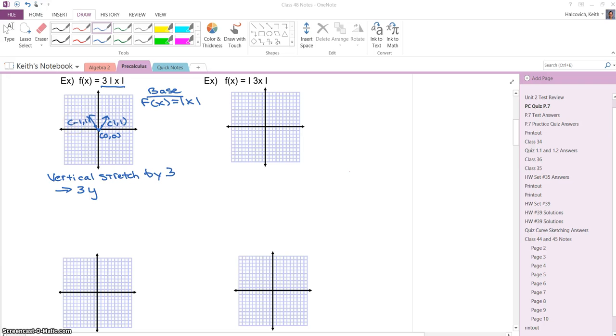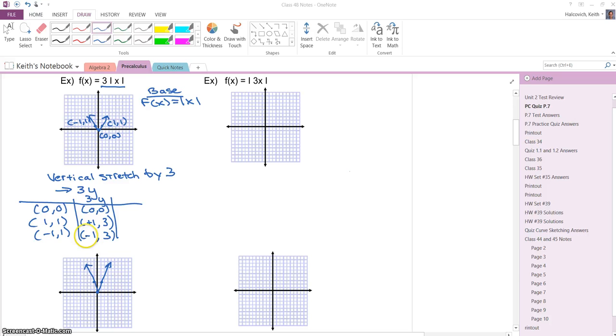Now, when we make the chart, we take those 3 points and we multiply the y value by 3. So notice we still get 0, 0, but here we get positive 1, 3, and here we get negative 1, 3. So those are our new points. So when we graph it now, we have 0, 0, 1, 3, negative 1, 3. So notice it goes up faster. It's stretching vertically.